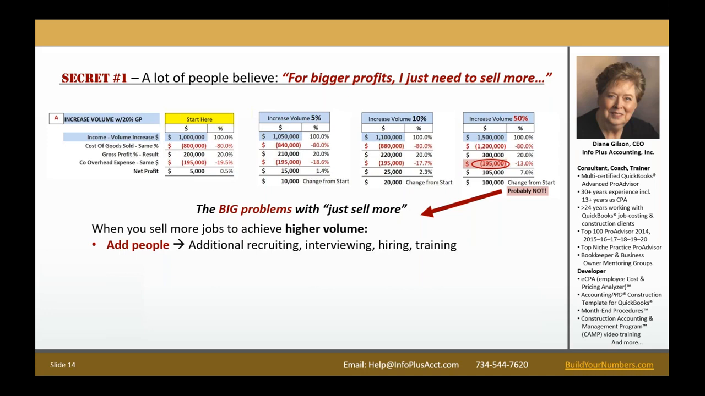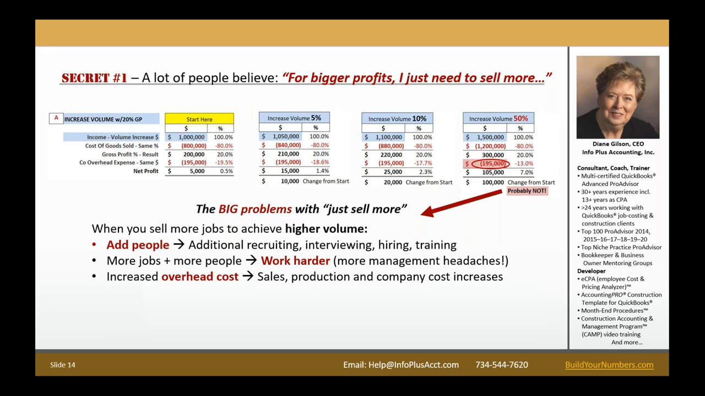So the big problems with just sell more include when you sell more jobs to achieve a higher volume, you're going to add people. Okay, you got to do additional recruiting and interviewing and hiring and training and turnover. Okay, of course, if you've got more jobs and more people, it means as a company owner, you're going to have to work harder because you're going to have more management headaches that go along with having more people on staff. You're also going to have the increased overhead costs that I just talked about.